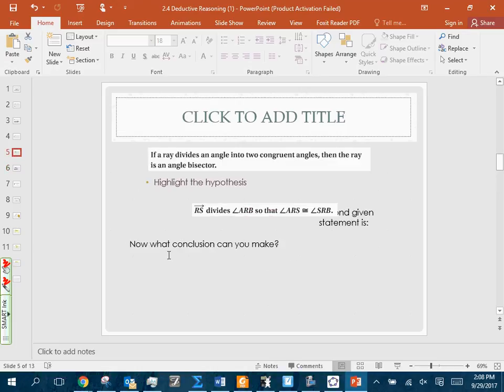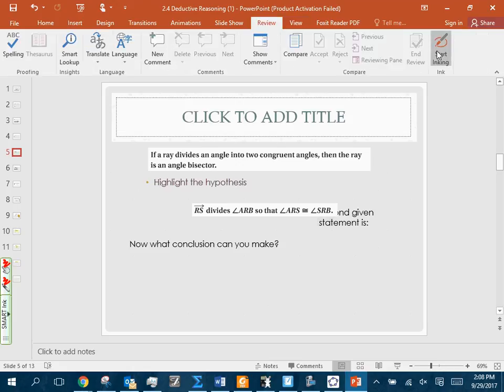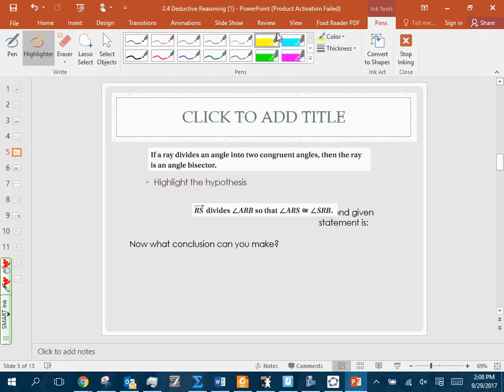Alright. If a ray divides an angle into two congruent angles, then the ray is an angle bisector. I then give you a second statement. Okay? And I want to know, does this second statement match the hypothesis? Now, I asked this in one class earlier today, and they said no. But I want you to think about it. Here it says a ray, right? It doesn't specify that we have to have a specific name. Is this a ray? Yeah.